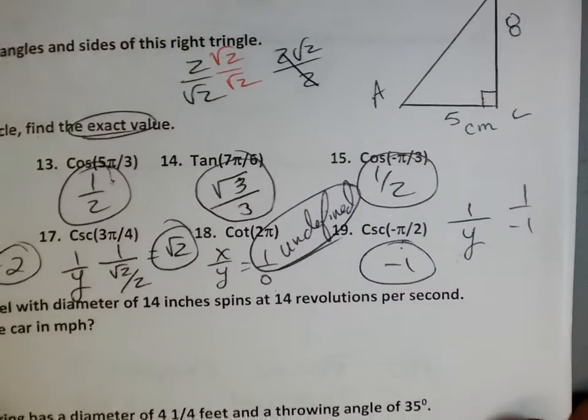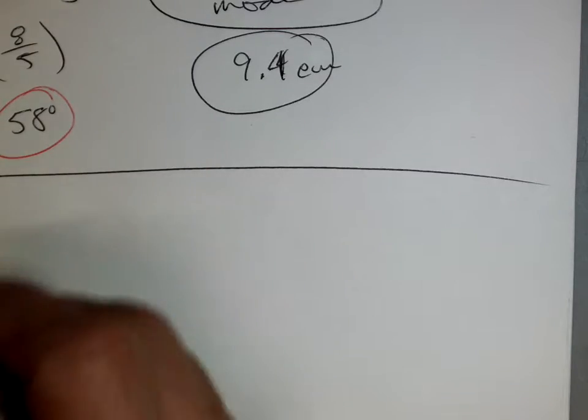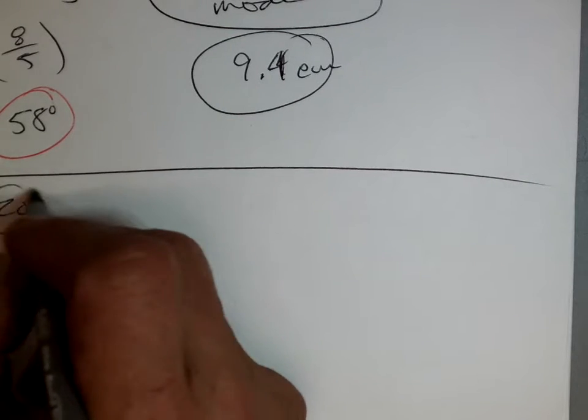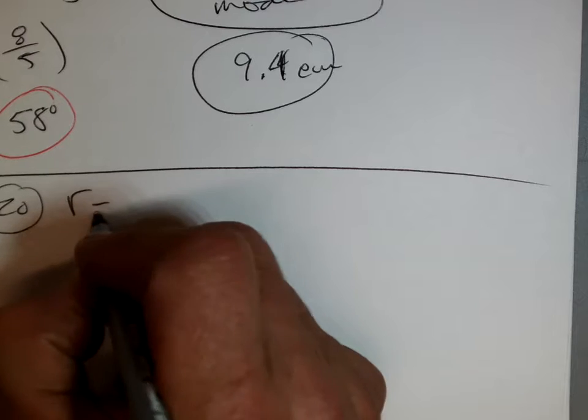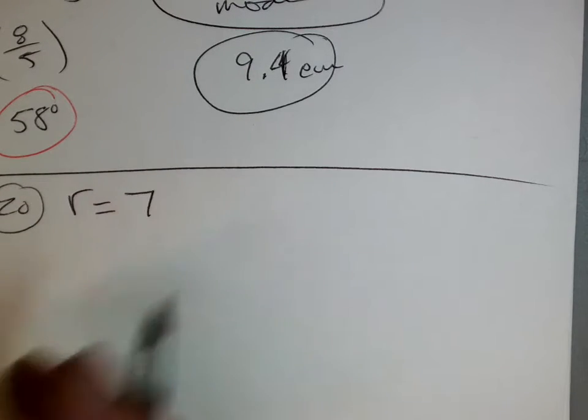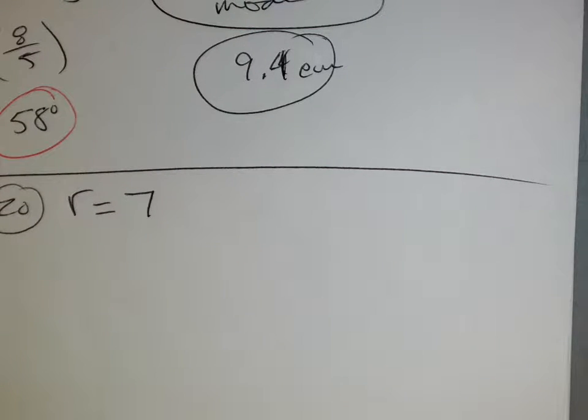Number 20. We're going to need some paper and a calculator. So, car wheel, diameter 14 inches, which means the radius is going to be 7, right? Spins 14 revolutions per second. Okay, so here's what we're going to do. It's kind of like a circumference problem, okay?